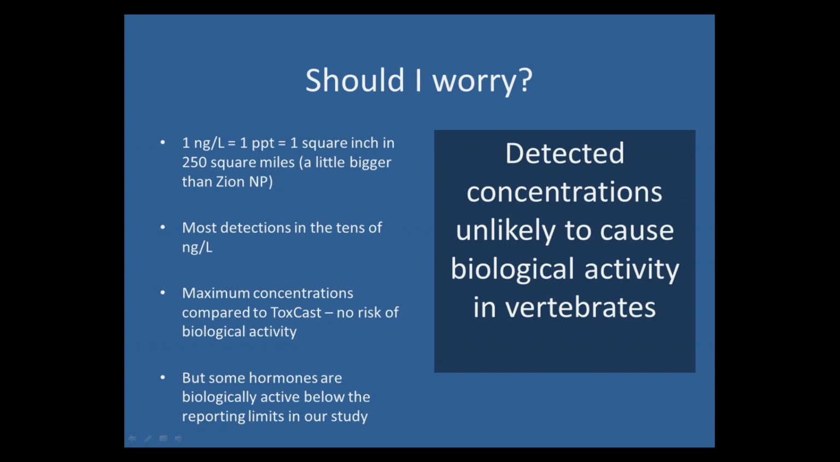So in comparison to toxicity, it should be a much more conservative estimate of the risk of biological activity in organisms. When we looked at the maximum concentrations we detected anywhere at any site, none of them exceeded the threshold for expected biological activity based on ToxCast. So that's good news, but there are a couple of caveats to that. One is that the cell lines are all vertebrate cell lines, so it probably doesn't give a good estimate of risk for invertebrates or microbes or algae, things like that.